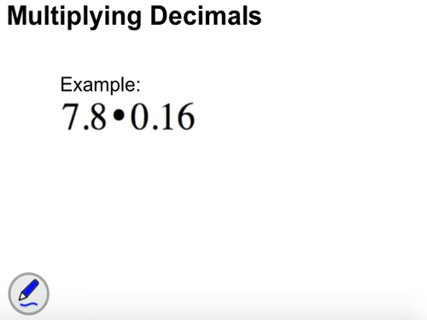Time for multiplying decimals. When you multiply with decimals, you do not need to line up your decimal points. You're going to pretend that there's not even a decimal in the problem at all. So I'm going to treat this like it was a 78 times a 16. Or even 0.16 is fine as well.